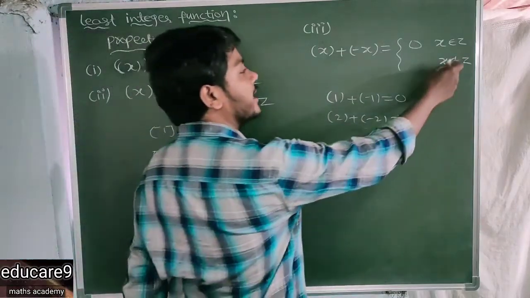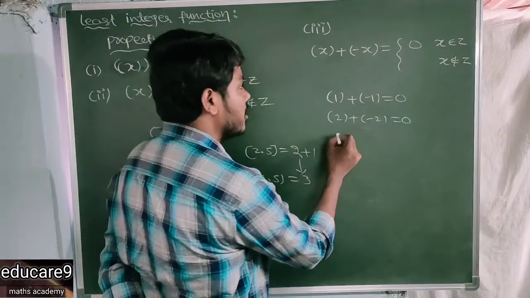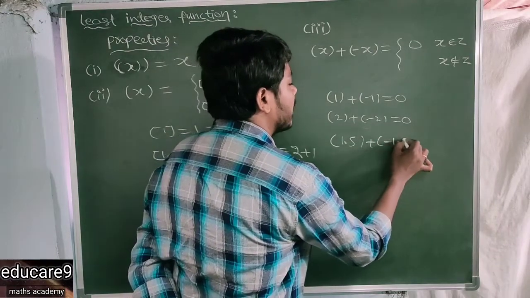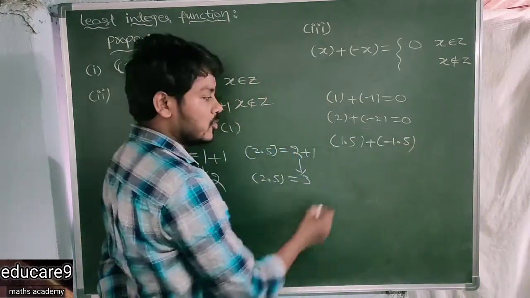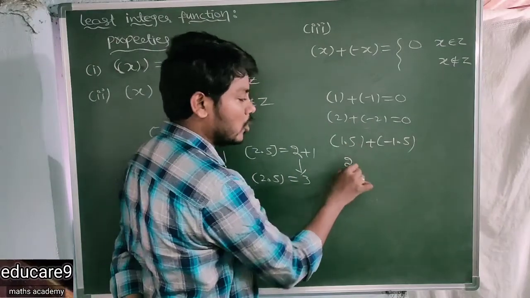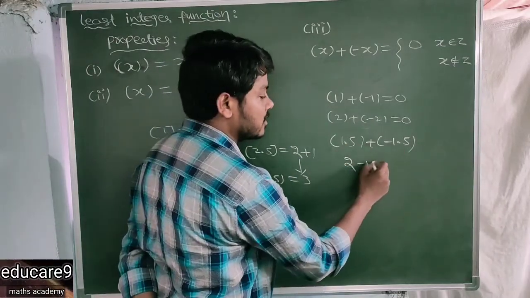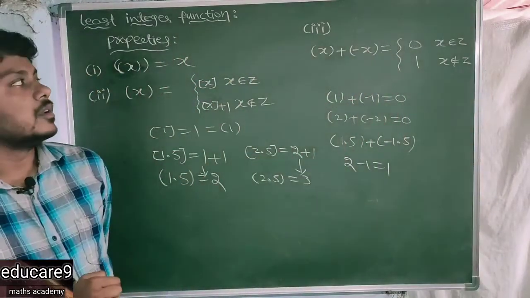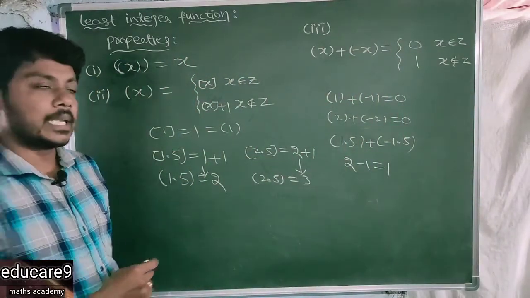If x is not an integer, see here, for example 1.5 plus minus 1.5. So what is this value? 2. And this value is minus 1. We get 1. So the value is 1. Now the fourth property.